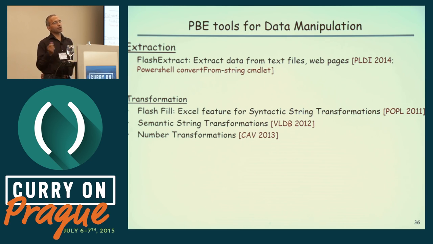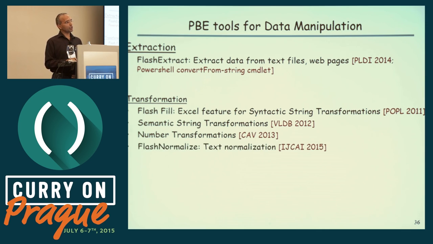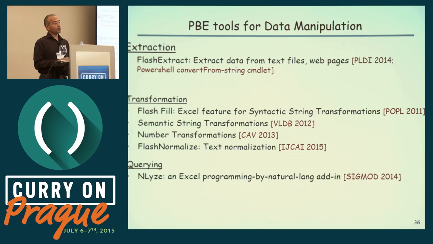Now imagine whatever language you are programming in, you have to remember the format characteristics of even formatting, let's say, numbers or dates. But examples are a natural way of expressing intent. We can even do much more complicated tasks like text normalization. We also have developed a programming by natural language technology for doing querying, such as how many people make more than average in a given payroll spreadsheet. You can ask queries like that.